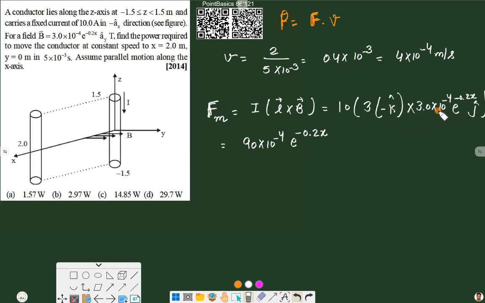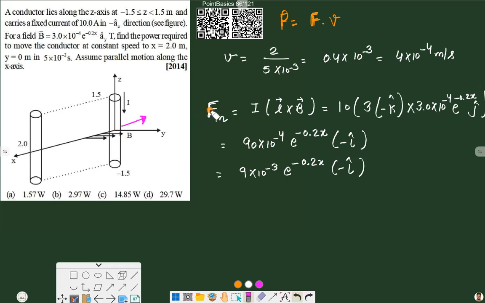K cross j is i, and with negative sign, so we will have minus i here, and it can be further written as 9 into 10 raised to power minus 3 e raised to power minus 0.2x with negative i. It means that the magnetic force will be acting on this conductor in the negative x direction, opposite to the movement which we require. We require this conductor to move in positive x direction as per the question, but the magnetic force is acting in the negative x direction.